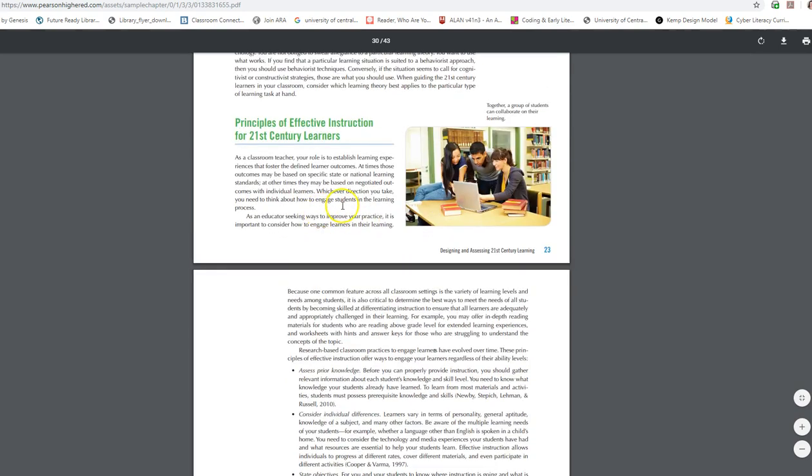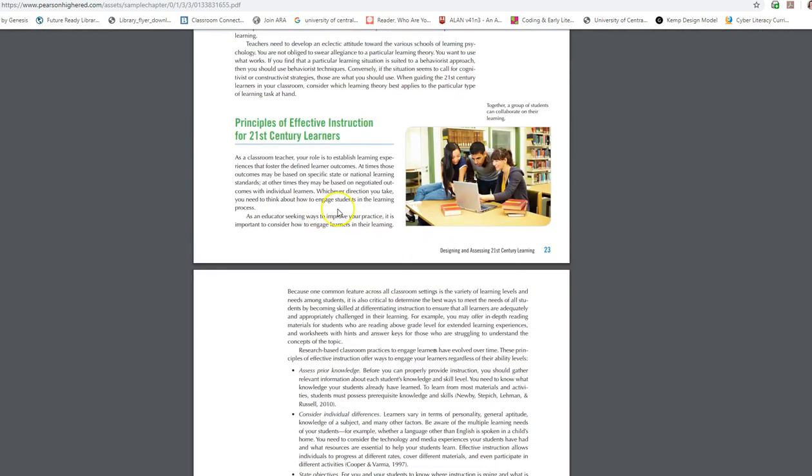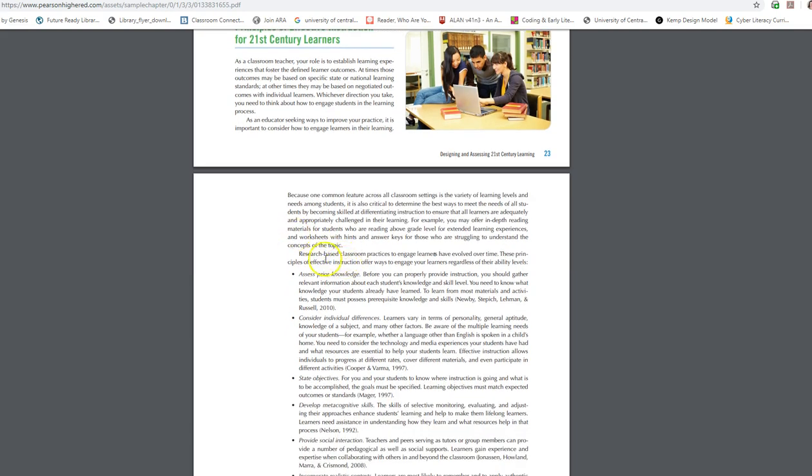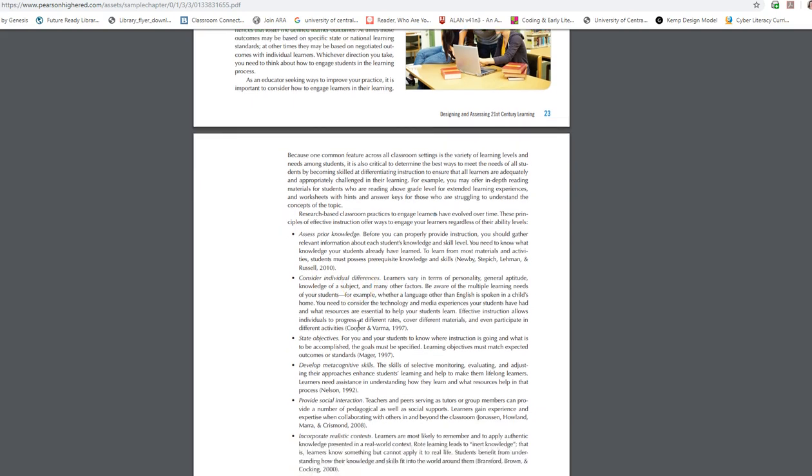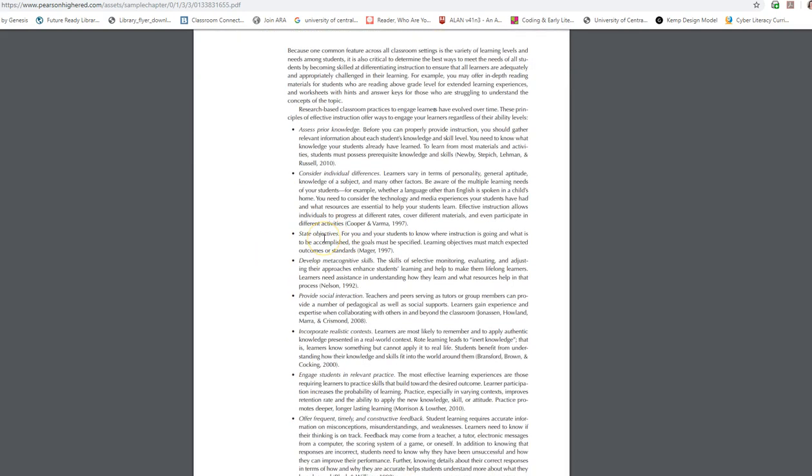So when really thinking about engaging students in the learning process, you can look at the research-based classroom practices that have been found to engage learners, which have evolved over time. Before you can really provide instruction, you need to assess their prior knowledge. You need to look at individual differences. You need to have stated objectives for you and your students to know where the instruction's going and what needs to be accomplished to get to that point. And they need to match the expected outcomes or standards that you're trying to match them with.